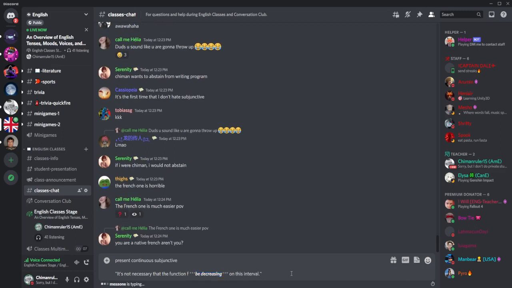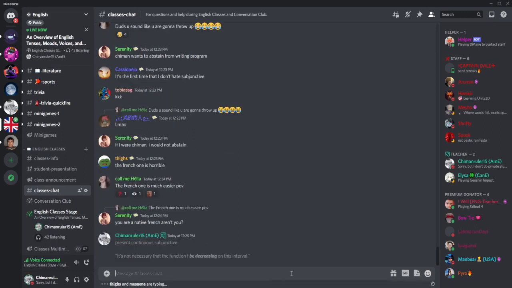Yeah, the French subjunctive does seem to be easier than the Spanish subjunctive. It's not as present. Whereas in Spanish, the subjunctive is quite important. It's used a lot. So here's an example of the present continuous subjunctive.